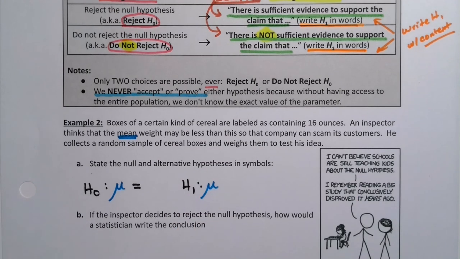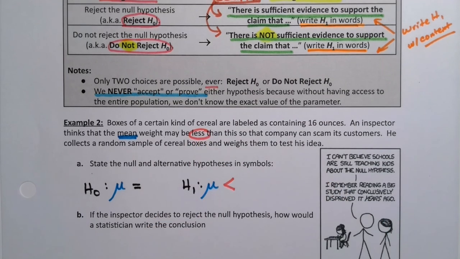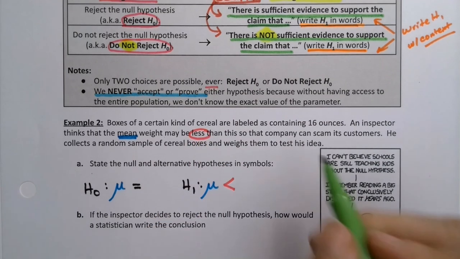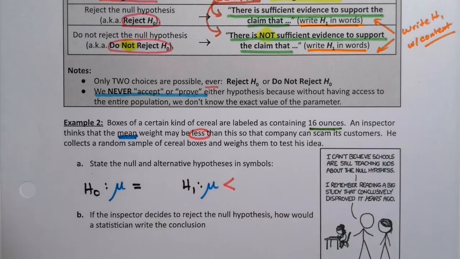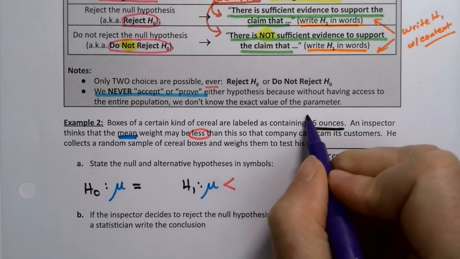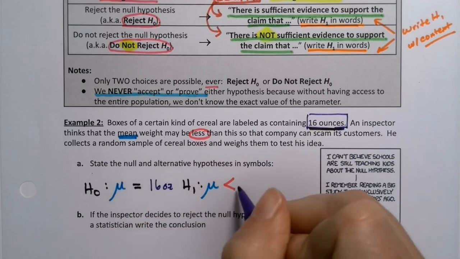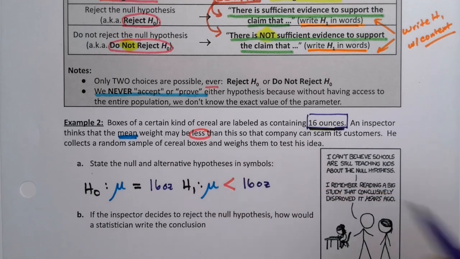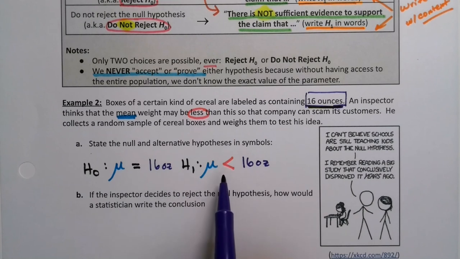All right, now this researcher thinks that it may be less than, so that means that it's going to be less than. And the assumed amount, unless we can prove it otherwise, is right here, 16 ounces. Actually, I'm going to do that in purple. OZ, you can and should have units if they're given. So in this case, it would be 16 ounces. So there's the null and there's the alternative hypothesis.